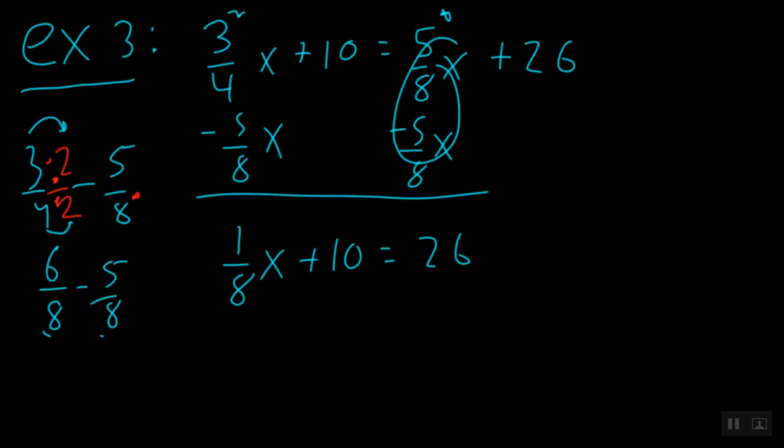Now from here, we know we want to get the x by itself, so we get rid of our addition, so minus 10 minus 10. And now we have 1 over 8x is equal to 16.